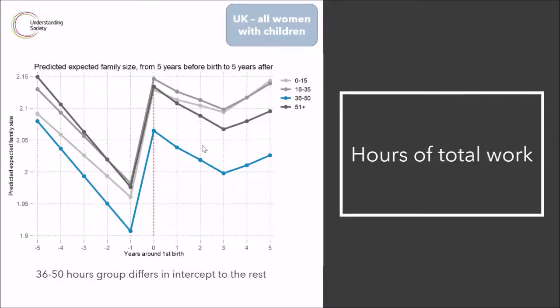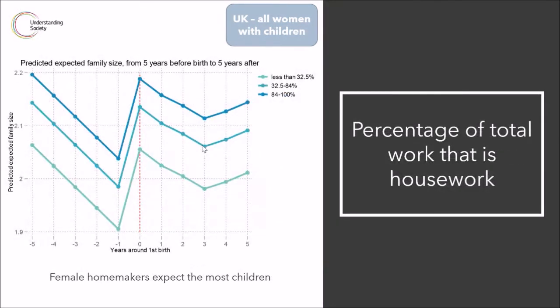So in extension of that, I also looked at percentage of total work that is housework, and I can see a clear gradation here with female homemakers in this blue line expecting the most children over time compared to the women who do the least housework.